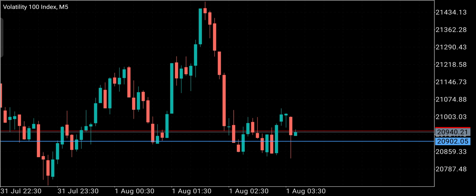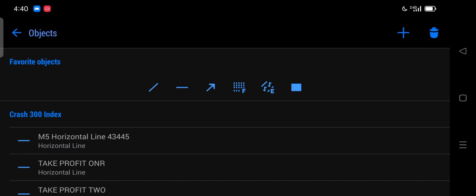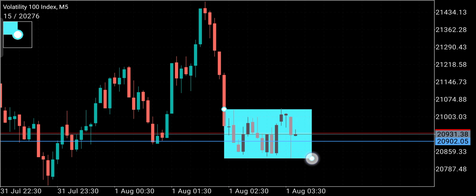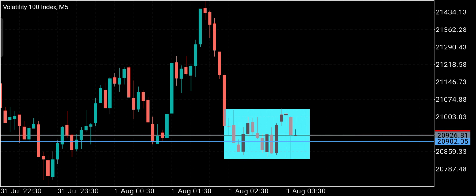So we have the M5 right here. Looking at the M5, I can see that the market is just ranging within this zone. All right, the market is ranging within that zone.